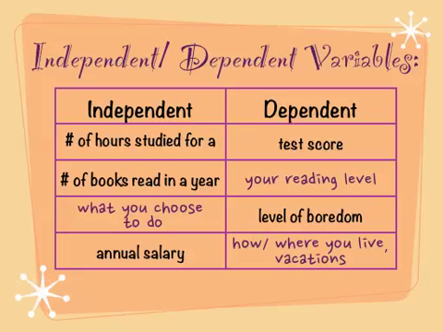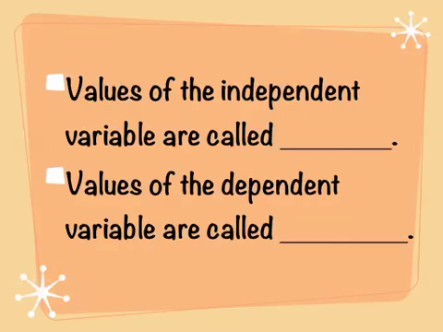So depending on how much money you make, if you're not making very much money, you're probably not going to get to go on vacations because that's extra money. If you're making a lot of money, you're probably going to live in a really nice house and you're probably going to get to go on several vacations. So whatever you get to do, how you live, where you live, and vacations depends on how much money you make. It says values of the independent variable are called inputs, and values of the dependent variable are called outputs. So the independent variable we're going to put into an equation, and whatever result we get will be the output, or the dependent variable.